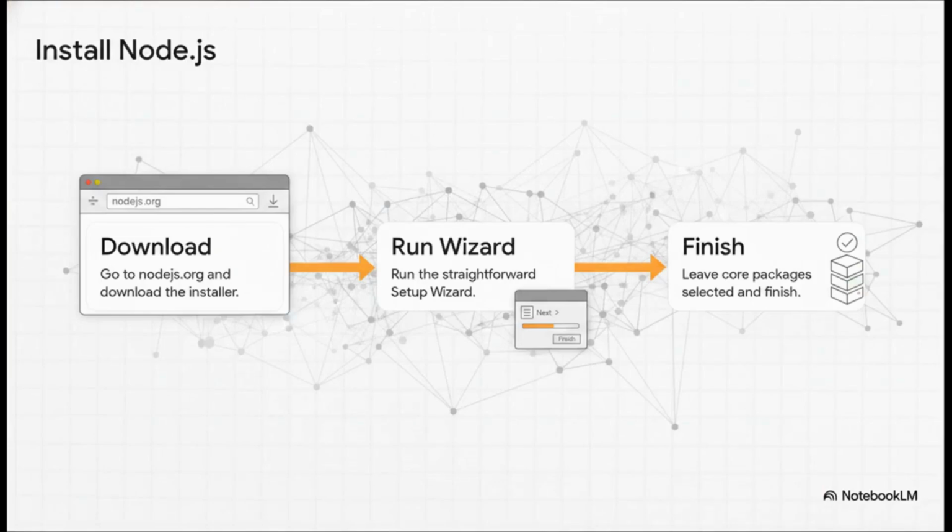Now, for anyone who might not feel super tech-savvy, I promise you, this process is incredibly simple. Step 1, you just go to nodejs.org and download the installer for your specific system. Like if you're on a Windows machine, grab the Windows installer. Step 2, run the setup wizard once that download finishes. And step 3, simply leave all the core packages that are pre-selected exactly as they are and hit finish. It's your standard everyday setup wizard, where you essentially just hit next, next, and finish. You really don't need to tweak any advanced settings here. The defaults are exactly what we want.